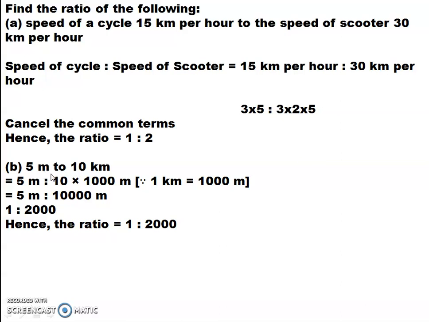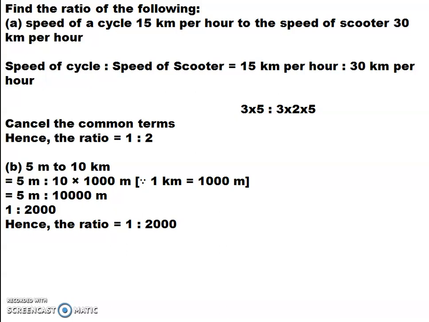Next, 5 meter to 10 km. What is the quantity you are comparing here? Yes, it is the distance. Meter and kilometer is the unit of length. So 5 meter to 10 kilometer. Can you find any unusual thing there? Yes, the first quantity is in meters and the second quantity is in kilometers. They are not in same units.